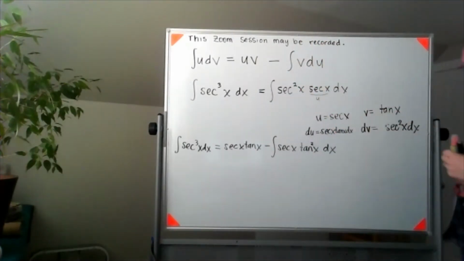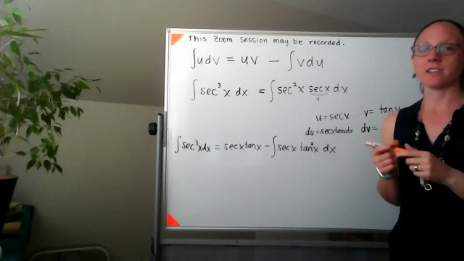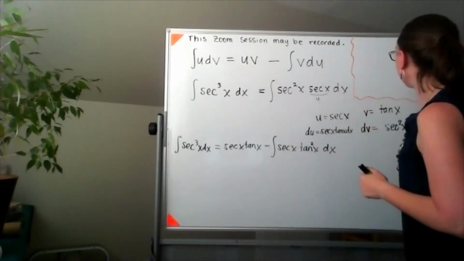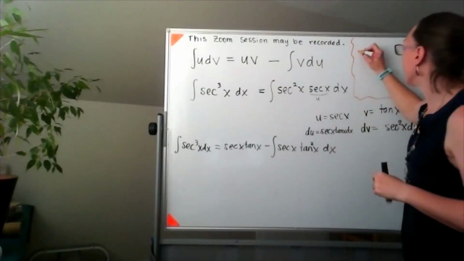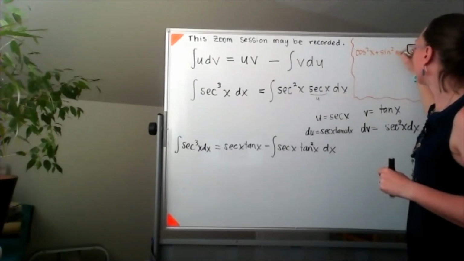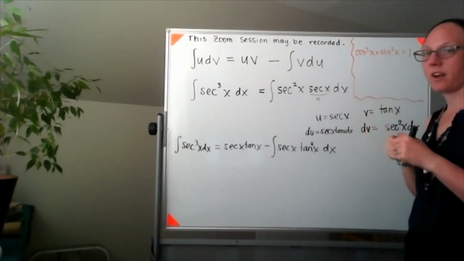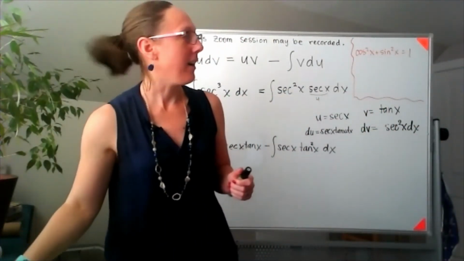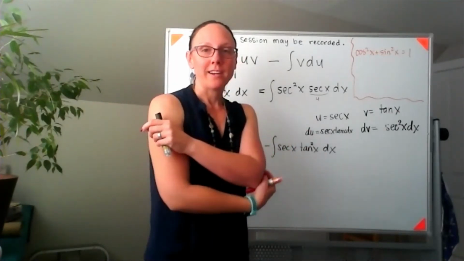I did post in Canvas some trig identities that I think you definitely need to memorize for Dr. Jadell's class. And this is actually one that he mentioned last week: cosine squared x plus sine squared x equals 1. Sometimes that's called our fundamental trig identity. That one you definitely should have memorized.